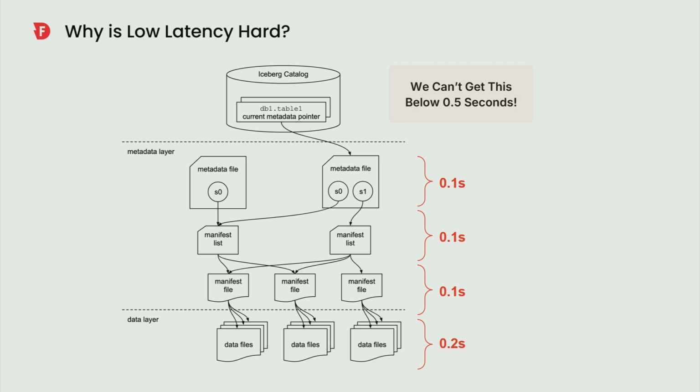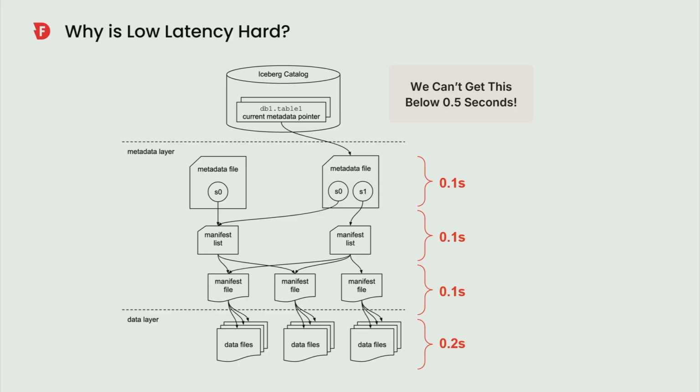Because you have hierarchical metadata, and you need to traverse that step by step to discover the different files, you need to pay that access latency on object storage every time you traverse through that hierarchy. So I'll go to the Iceberg catalog the first time. That takes some time for it to tell me where the metadata file is.